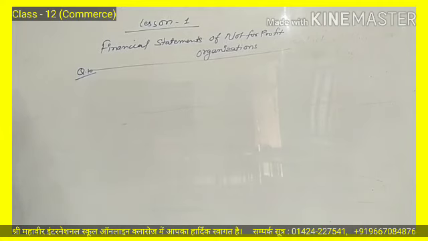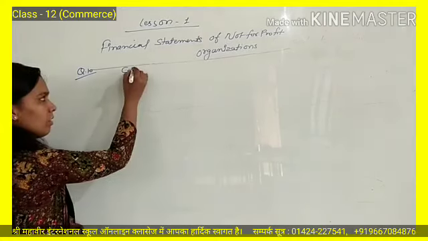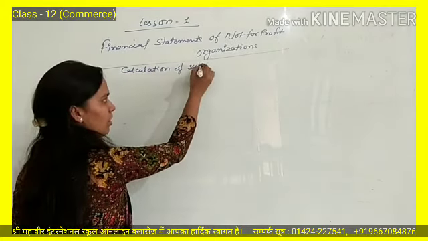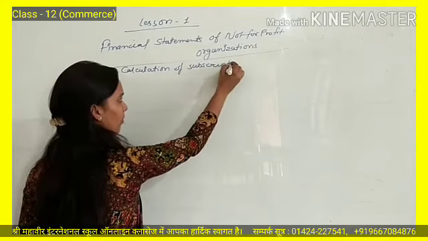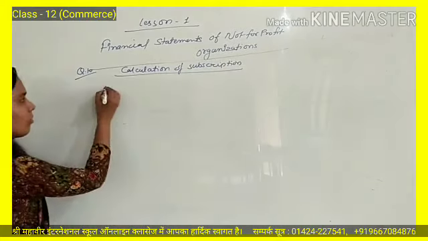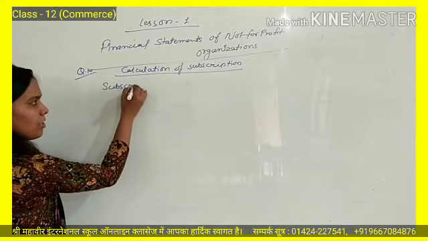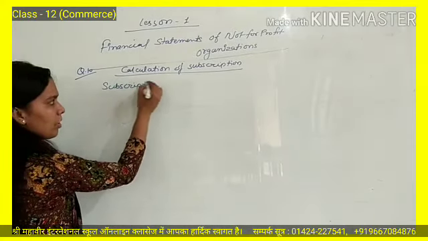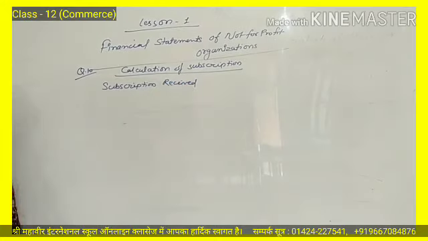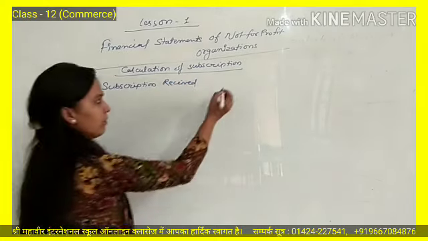Subscription received during the year. This is the first process. Calculation of subscription. Subscription received during the year. This is the actual subscription that you received during the year. 50,000.